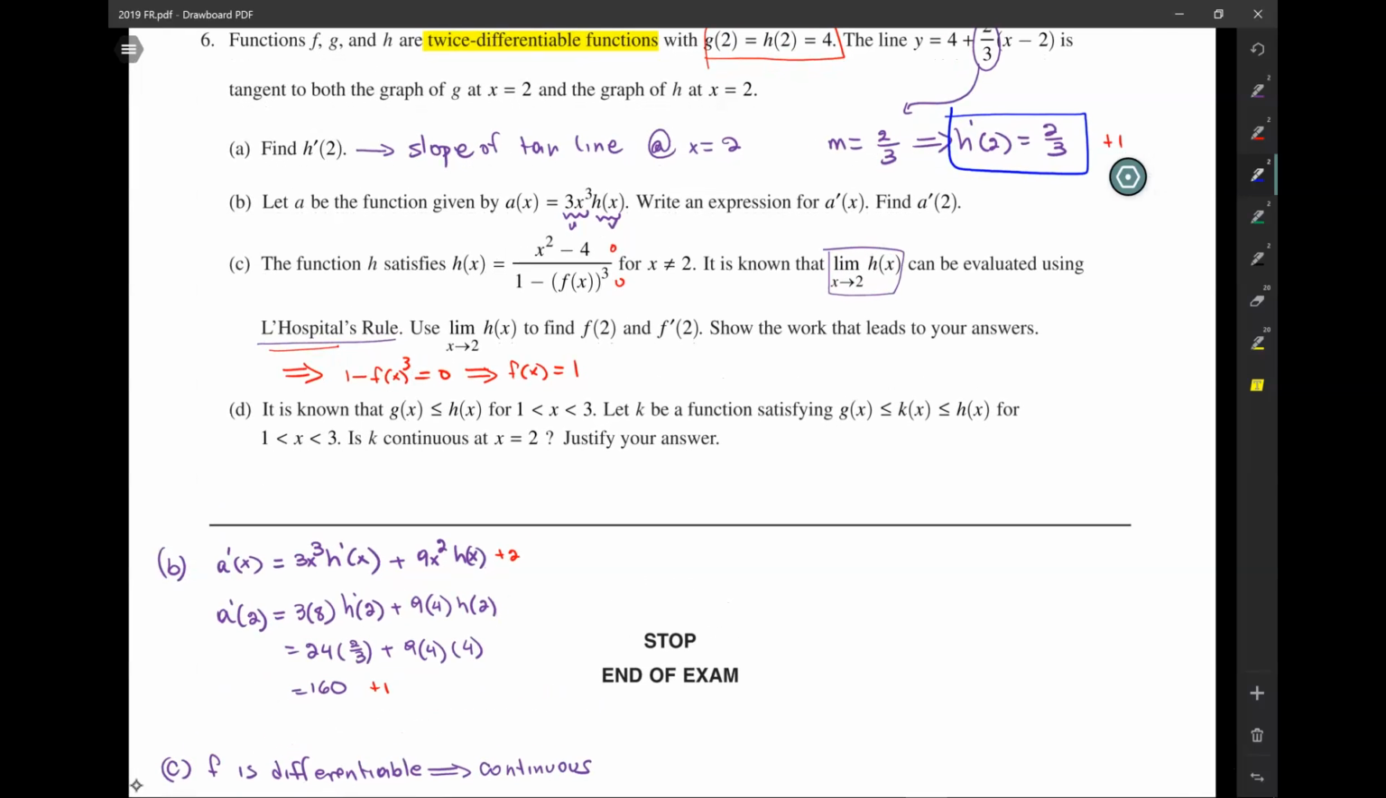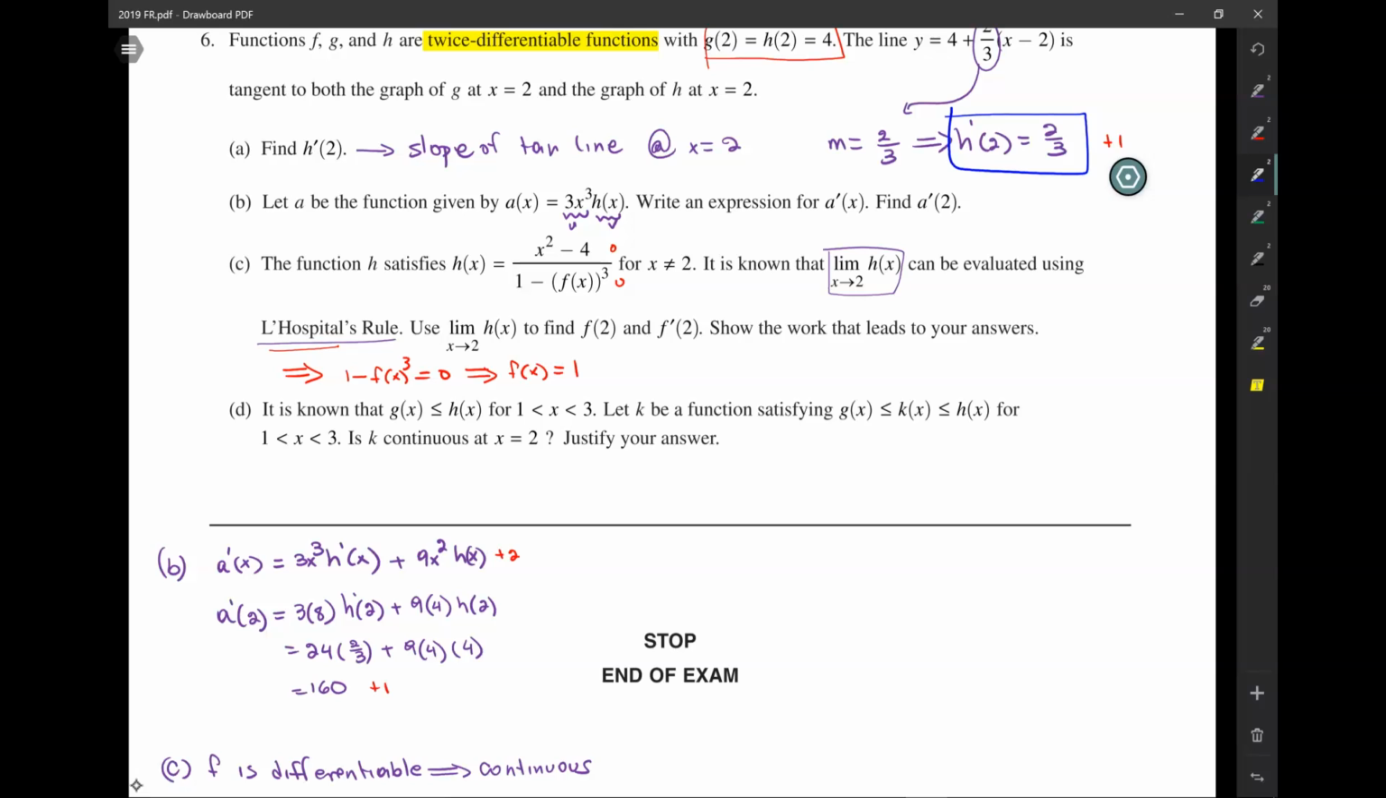One says this is applicable to be solved by L'Hopital's rule. That means this is 0 over 0. If this denominator is independently 0, then you can solve for f of x at 2, or f of 2, and that's just 1. Okay? So that's number 1. This involves like half of calculus.